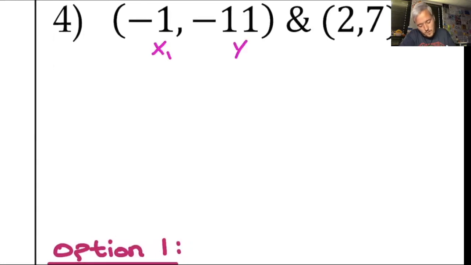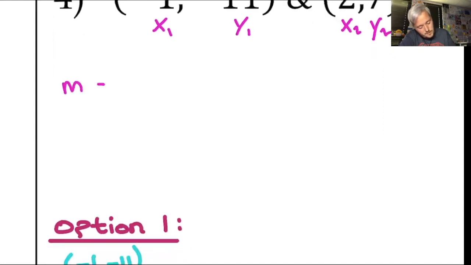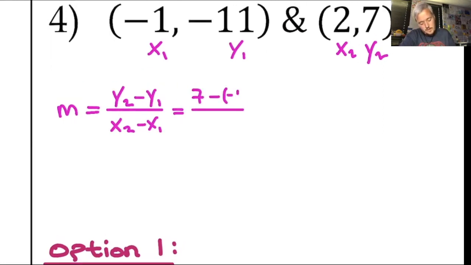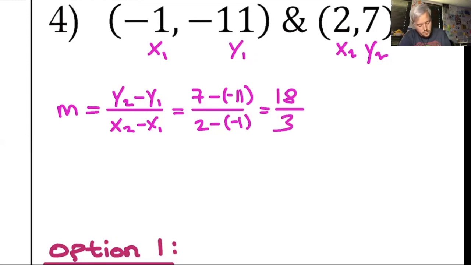So x1, y1, x2, y2. So start by finding the slope. So y2 minus y1 over x2 minus x1. So 7 minus negative 11 over 2 minus negative 1. So 7 minus a negative 11 turns into 7 plus 11, which gives you 18. Then 2 minus a negative 1 turns into positive 3, which when you simplify gives you 6.